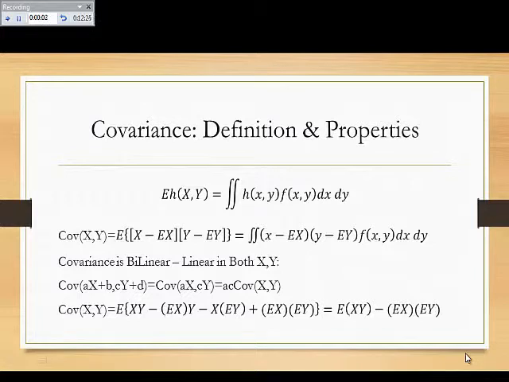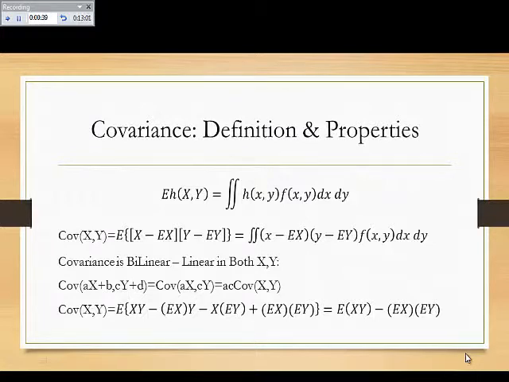Now we are going to look at the covariance and its properties. When we talk about covariance, first we have a general definition of the expected value for any function of two random variables, and it's just a standard generalization of the expectation in one dimension. So the expectation is the double integral of h of x, y times the density integrated, that's all. That's always the definition of expectation.